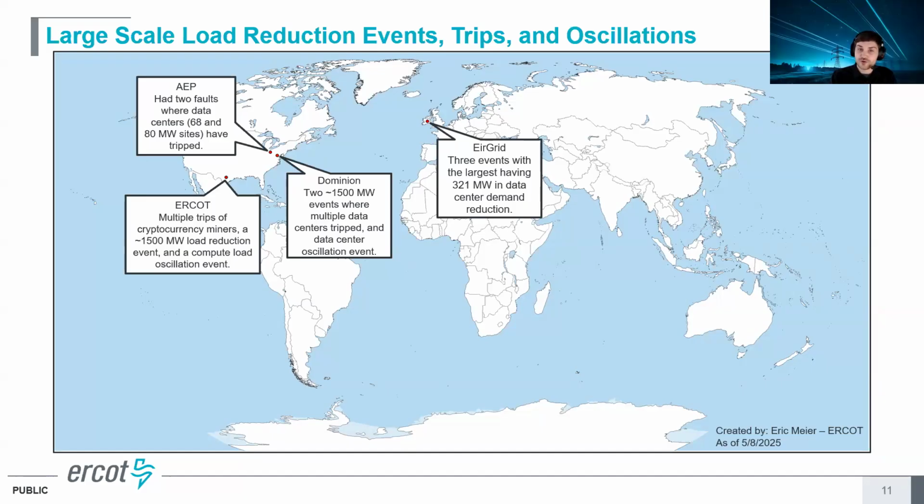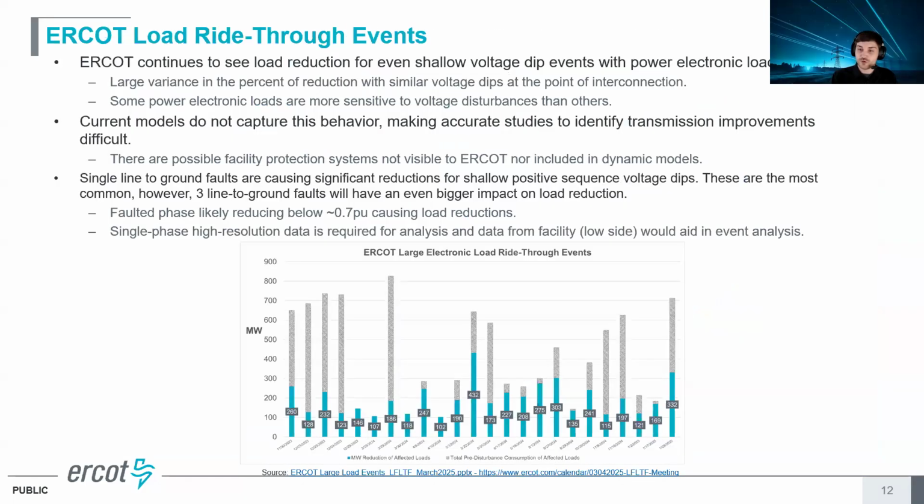In AEP, there's been 2 faults where data centers have tripped. In ERCOT, we've had multiple trips of cryptocurrency miners and a 1500 megawatt load reduction event, and then a compute oscillation event. And then in EirGrid, they've had multiple events, with the largest having 321 megawatts in data center demand reduction. So we'll talk a little bit about these in more depth.